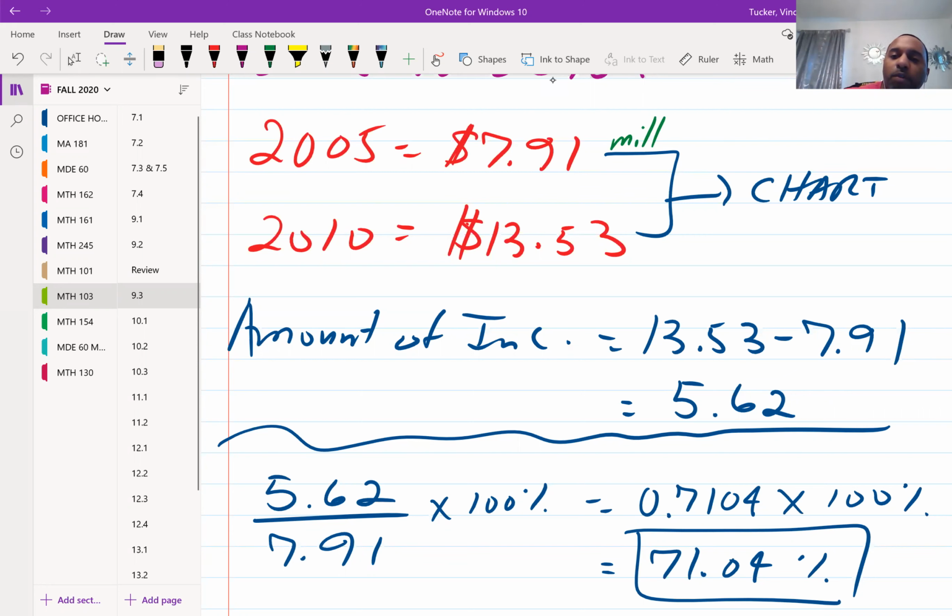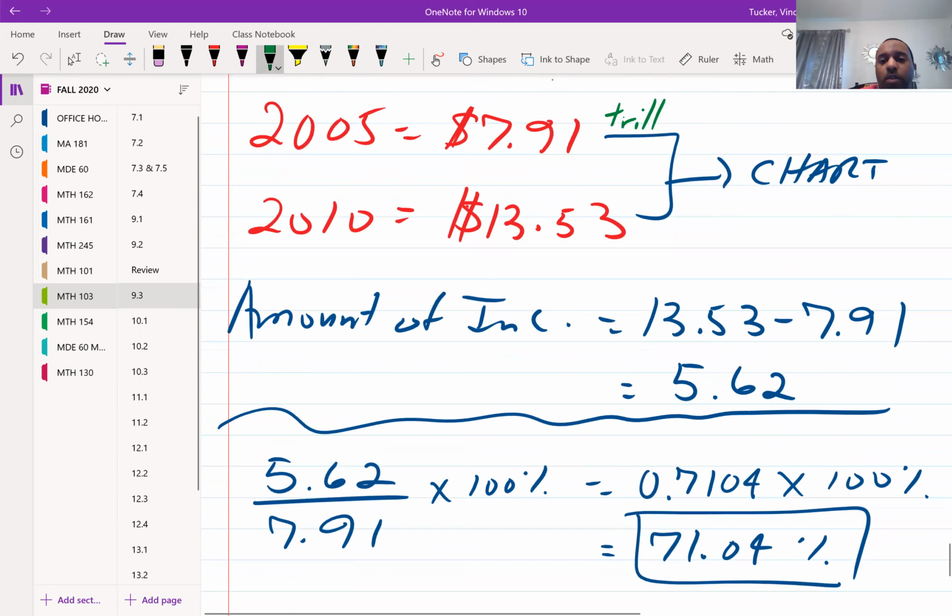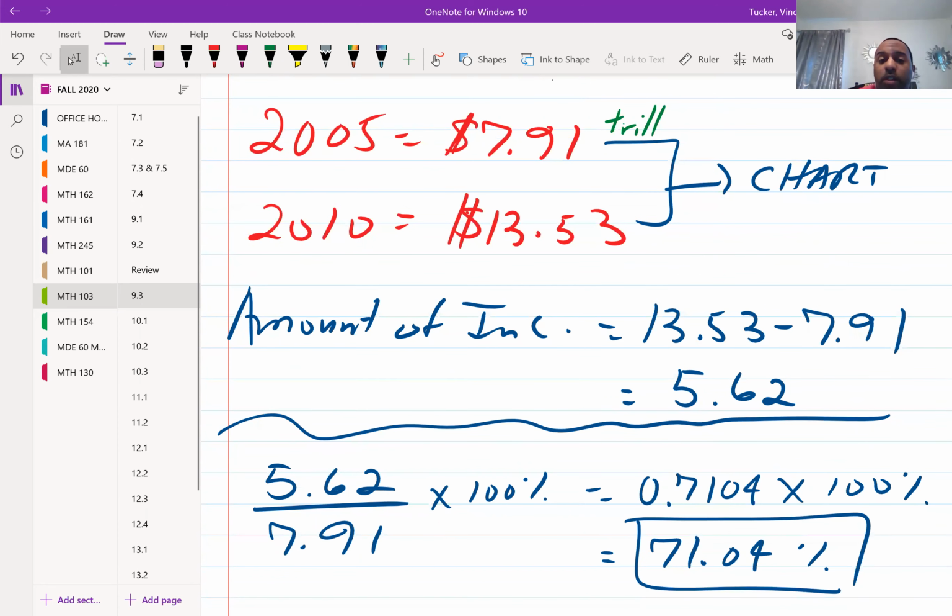That's right, we're talking about federal. So it should be trillion. All right. Questions on that? Like I said, it's the same process for percent decrease. You would subtract the two values, divide by the original, and multiply by 100%. All right, questions.